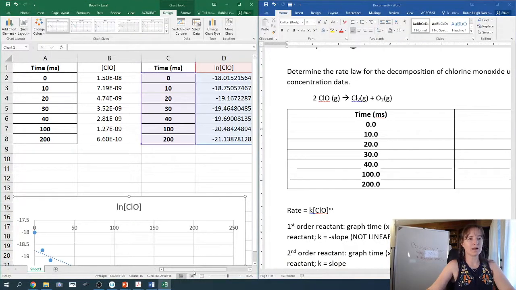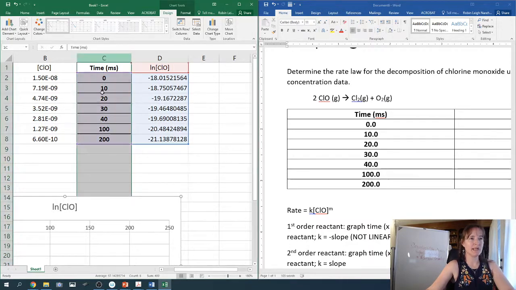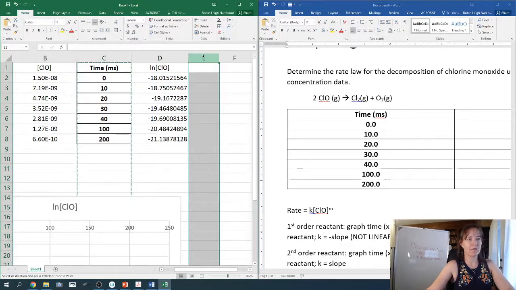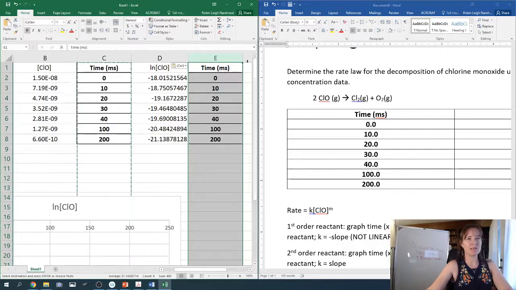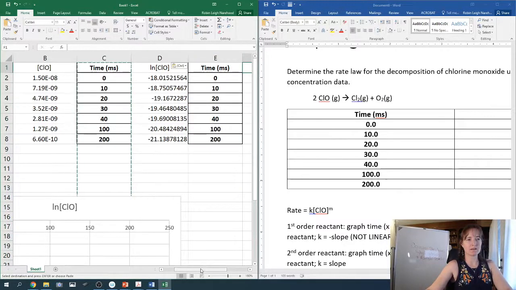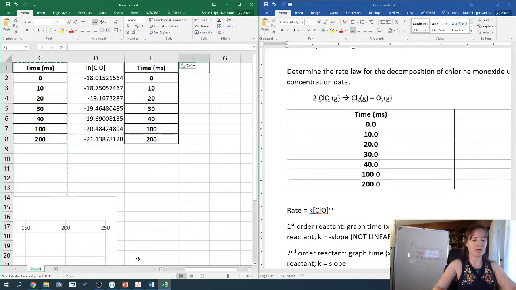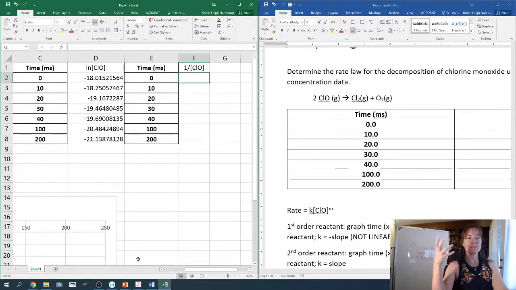So again, I'm going to take my time data, and I'm going to copy it and put it in another column. And then next to it, I'm going to put the Y value, and my Y value is 1 over the concentration of CLO. And so again, I want to mathematically change my original molarity value. So you can do it on a calculator, or you can just have Excel do the calculation for you, which is what I would recommend. It's less to transcribe.